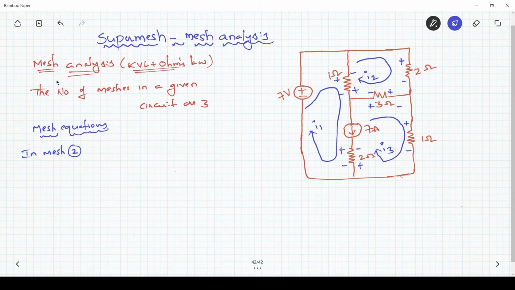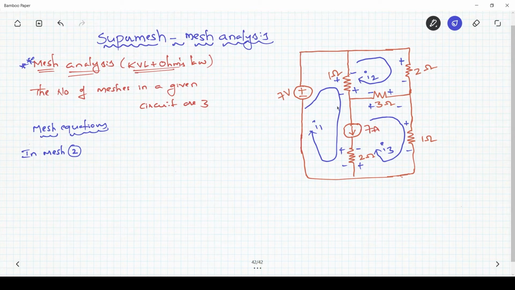What do you mean by mesh analysis here? Mesh analysis is nothing but applying KVL inside each mesh, and then applying Ohm's law at the same time. So a mesh equation is nothing but the application of KVL and Ohm's law at the same time. Okay, that is the meaning of mesh analysis. This point is the key point.